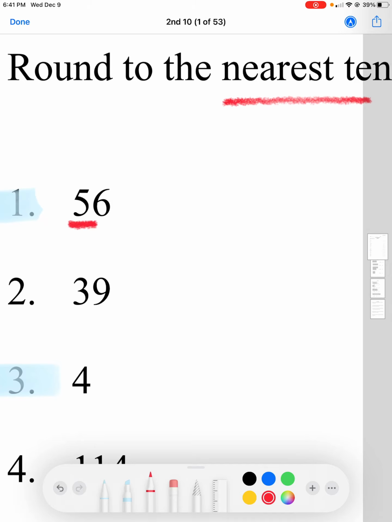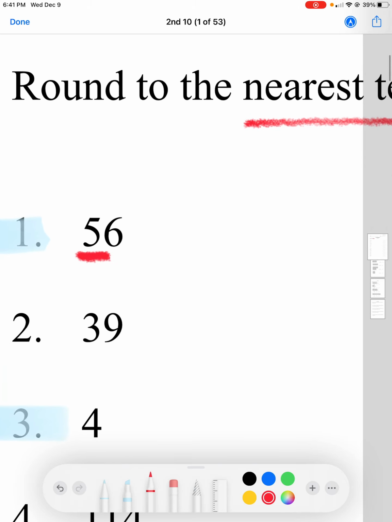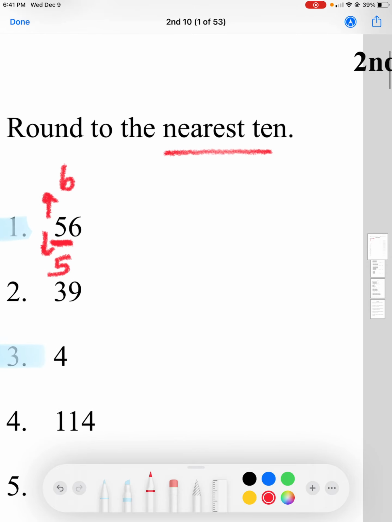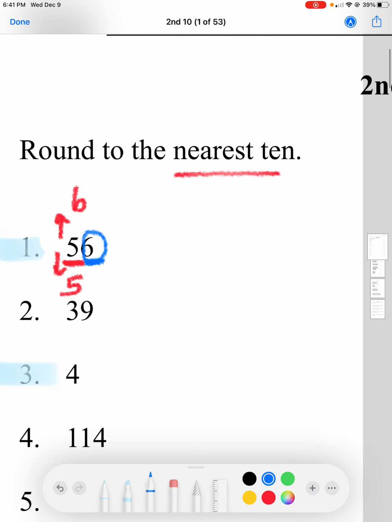So in this number, the 5 is in the 10th place. So we're going to be changing this if we round up, or we're going to be keeping it the same if we round down. So it will be 5 if we round down, it will be 6 if we round up. Now that depends on the number to the right of it, which is the ones place right here, the 6. So let's draw a number line.